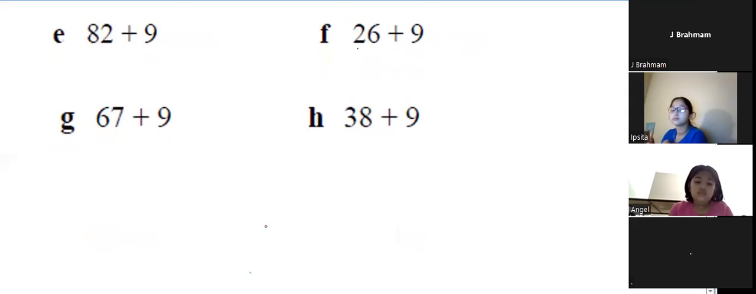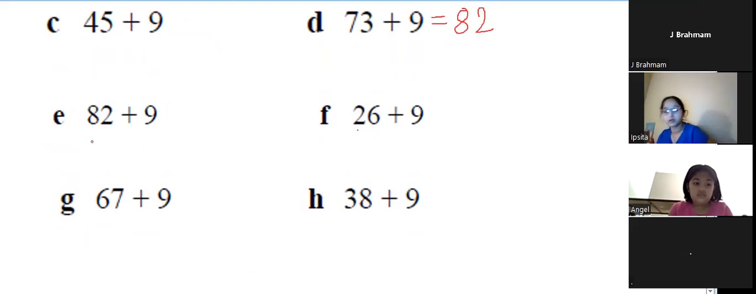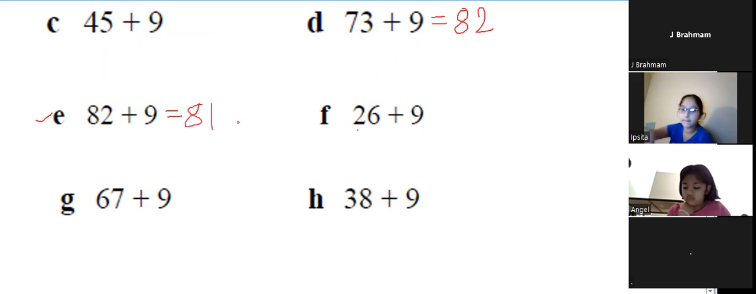Then E. We are not making 9 as 10. We are just considering 10 in place of 9. Add 10 to 82. 82 plus 10 is 92, and then because we added one more, we subtract 1 and it becomes 81. Correct. You can do the remaining questions later. We'll do one more exercise.